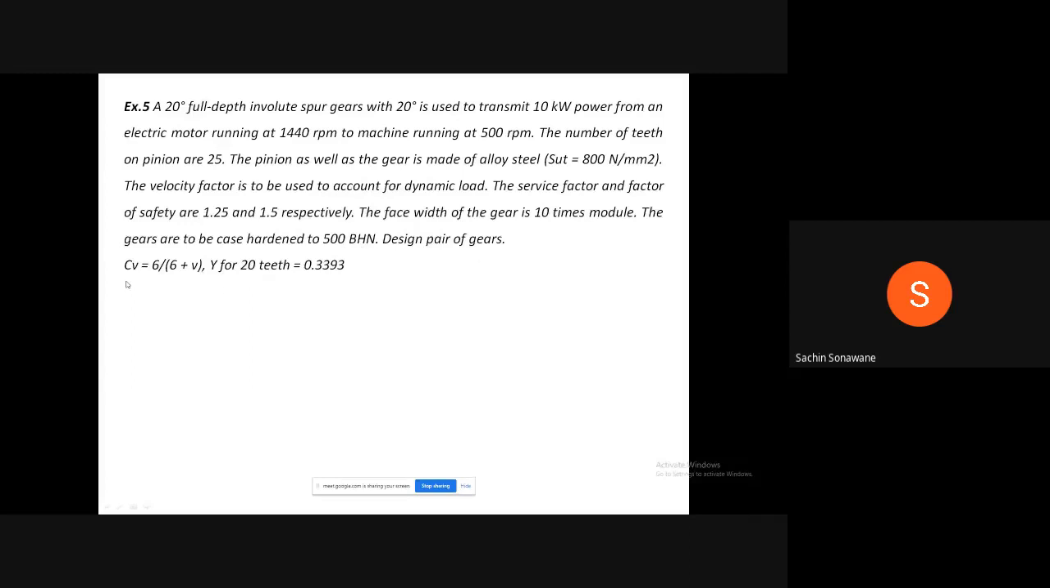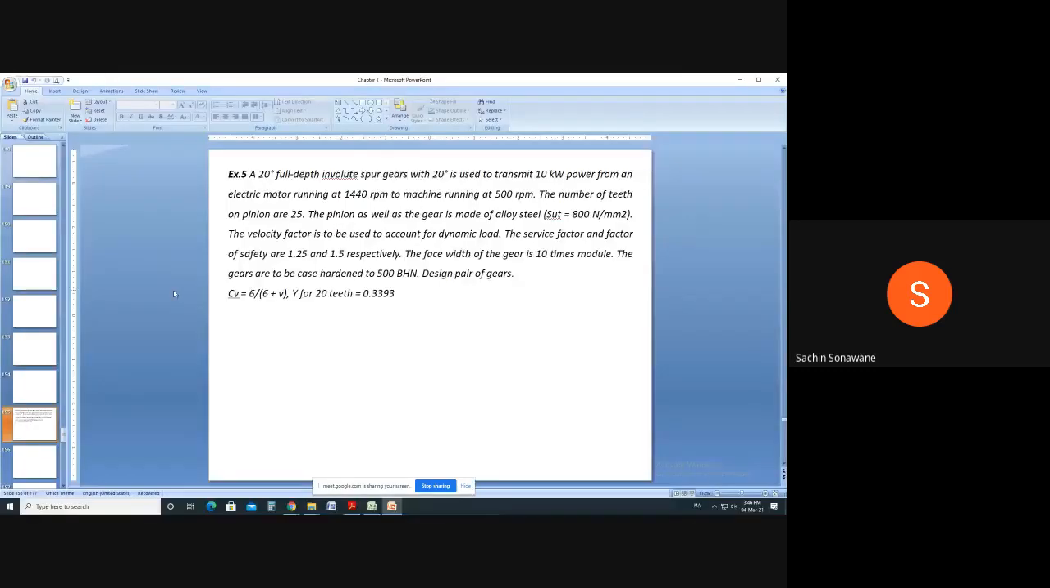Design the pair of gears. Take CV is equal to 6 divided by 6 plus V, and Y for 20 teeth is equal to 0.33. Y for 25 teeth is equal to 0.3393. Here you write down 25, Y for 25 teeth. Therefore, write down this problem.